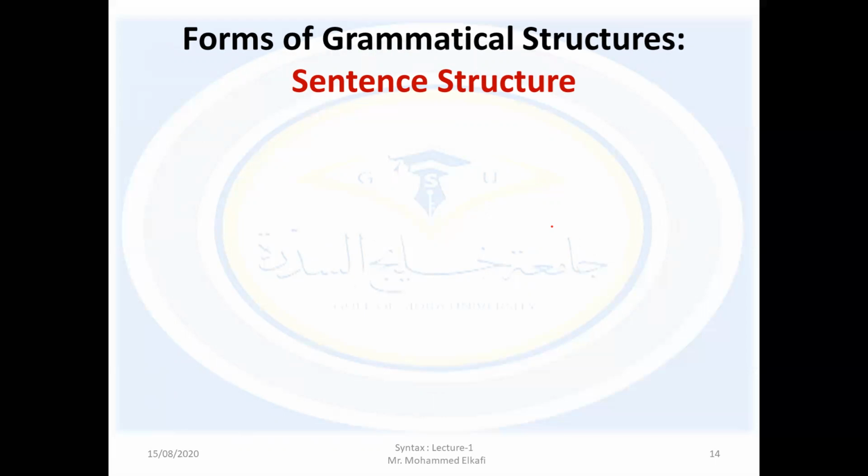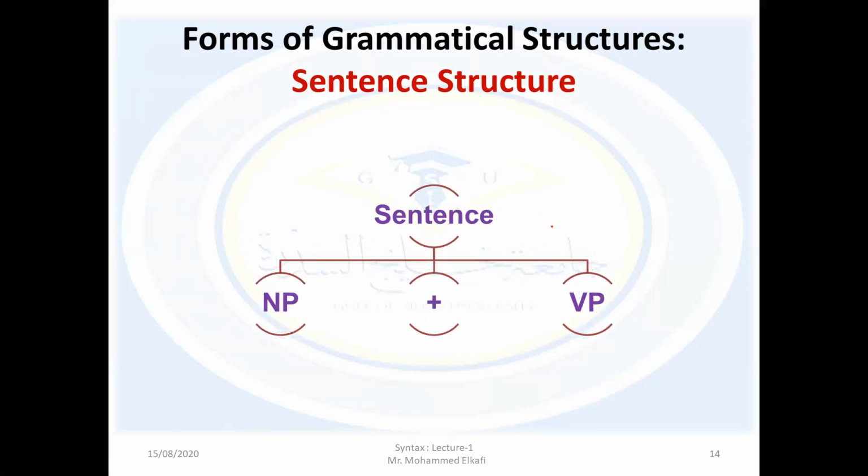Now we should think of what? Forms of grammatical structures. The first form that we will cover is sentence structure. The sentence may include a noun phrase plus a verb phrase. And we will know more about the contents of noun phrase and verb phrase later in this lecture. So a sentence includes a noun phrase and a verb phrase. Good.